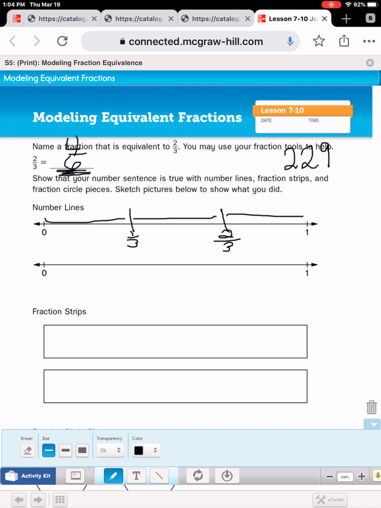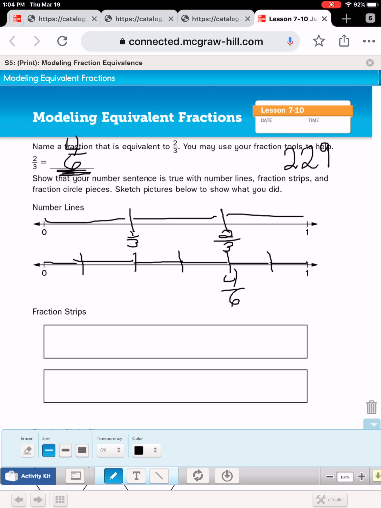The next number line, since we said 2/3 is equal to 4/6, we're going to break into 6 equal parts. To break it into 6 equal parts, I'm going to start by breaking it into 3, and each of those in half will give us 1, 2, 3, 4, 5, 6 equal parts. And I can label 4/6 and see that 2/3 is equivalent to or lines up with 4/6.